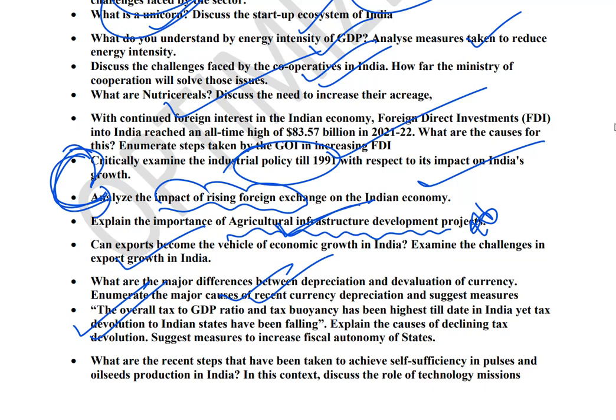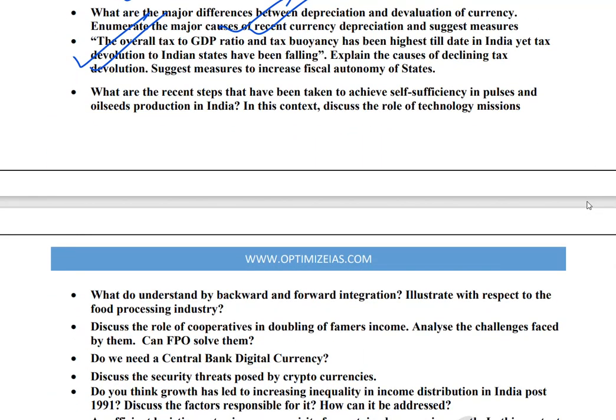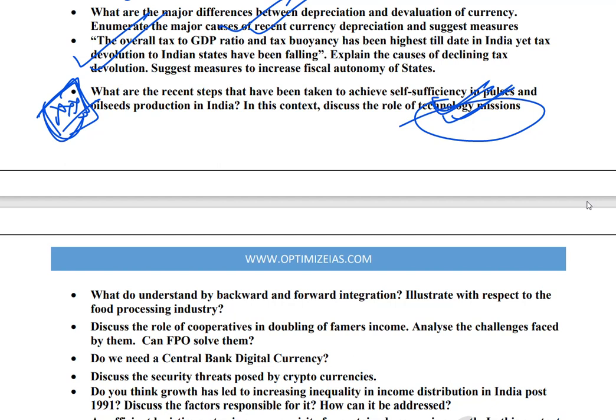Next is the topic of basically technology mission. UPSC has not asked questions till now, so I am predicting this today, that very high chance that UPSC will ask a question on technology mission this year, and they will link technology mission to the shortage in pulses and oilseed in India and the need to become self-sufficient in these two crops. Very important, I must say. If you have not prepared this, please read this.